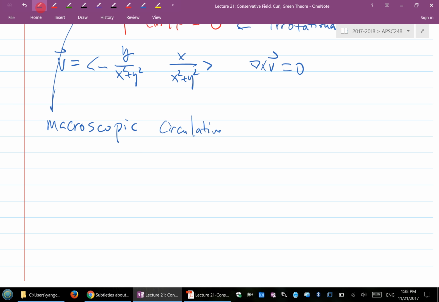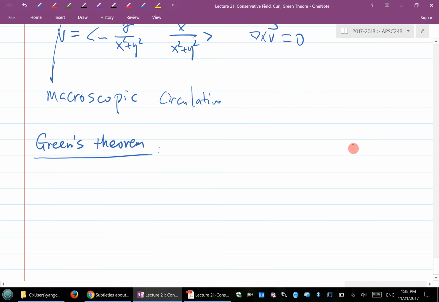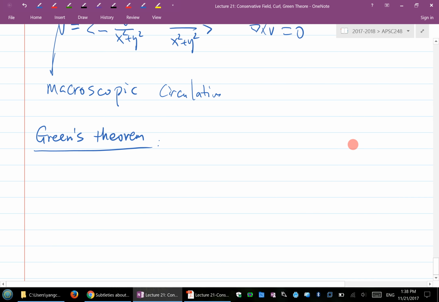Okay. So last topic, Green's theorem. It is a theorem, actually in terms of computation. There's nothing here we have not learned before. It's just a new theorem, putting things together. So when do we use this theorem?